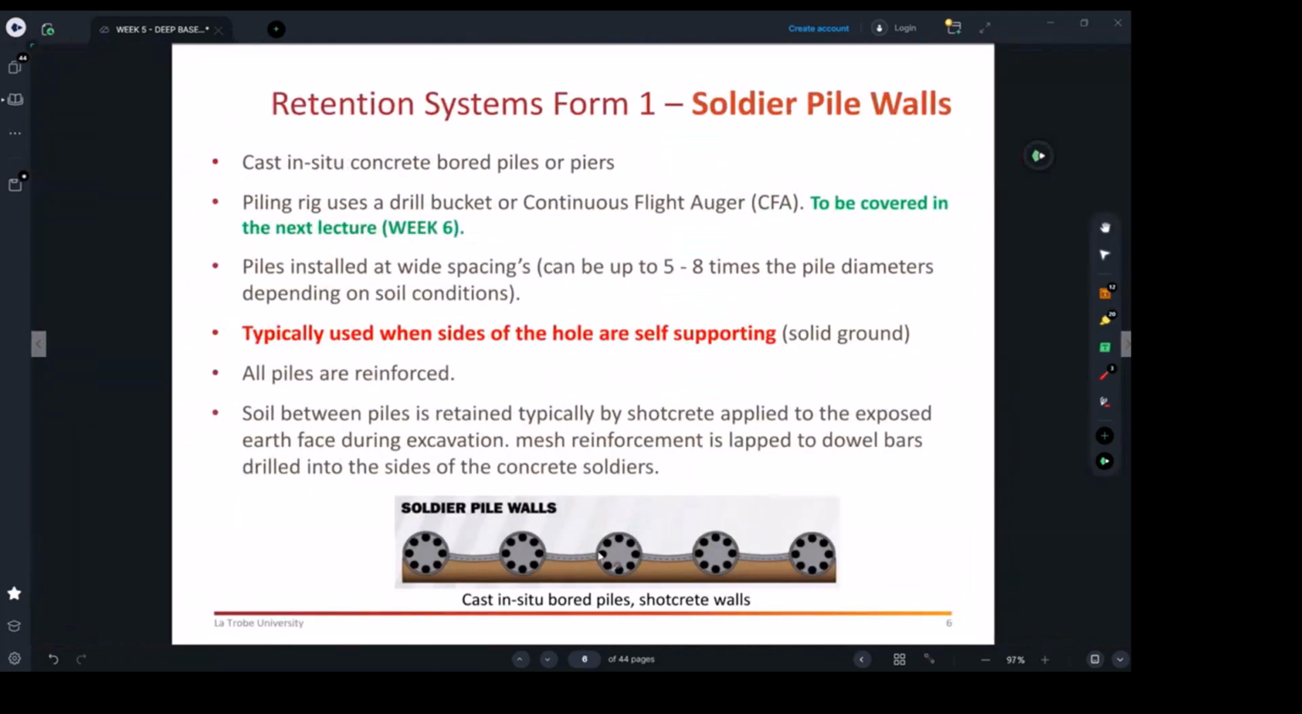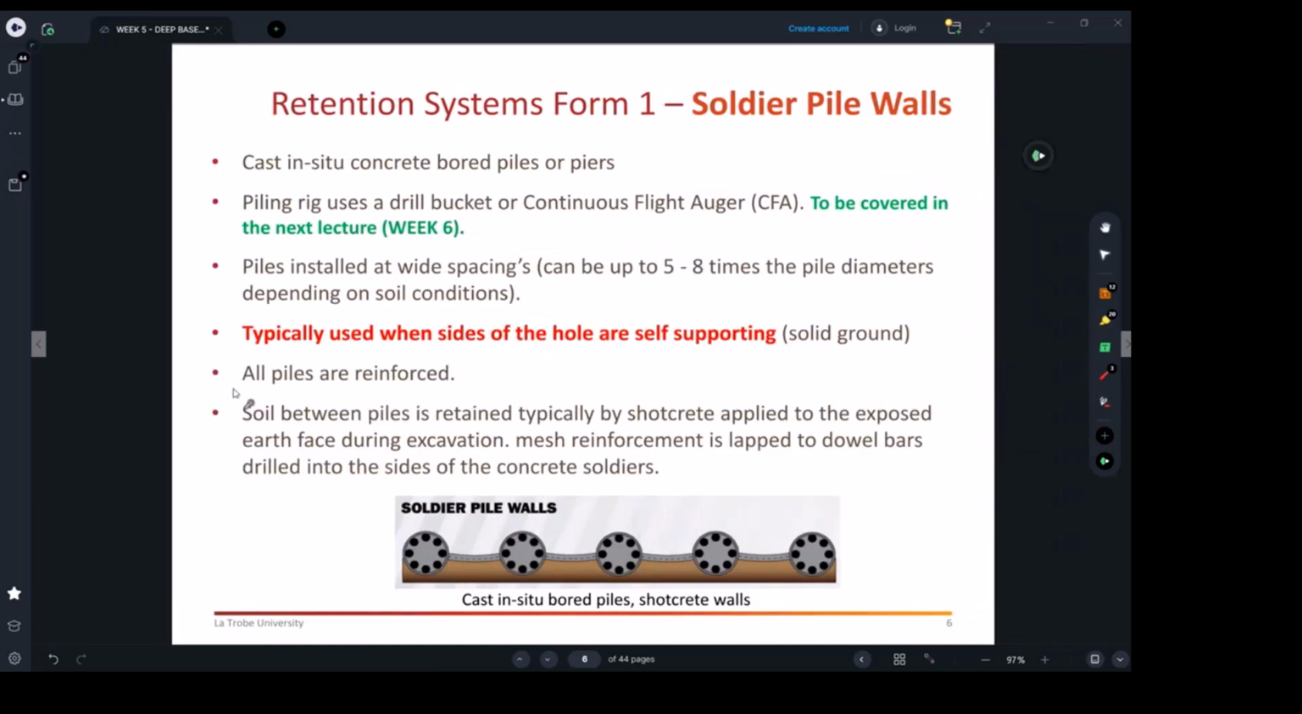So that's really how the decision is made. And as we said, if we start getting the spacing between the piles to be up to 5 times the diameter, then it is called a soldier pile wall system. All piles are reinforced. Yeah, definitely. If it's a retention system, it has to be reinforced.